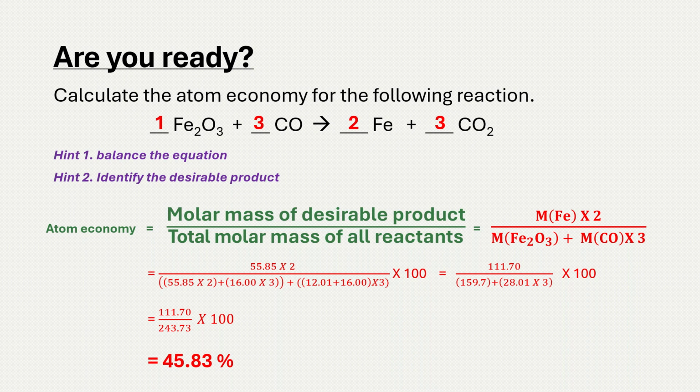And then lastly, we have an atom economy of 45.83%. And since we are using the molar masses from the periodic table or any other given data resources, the rounding is not really significant here. So you can round them to 1 dp or 2 dp, and sometimes the question itself will ask you to round to certain significant figures or decimal places. So you can round accordingly.